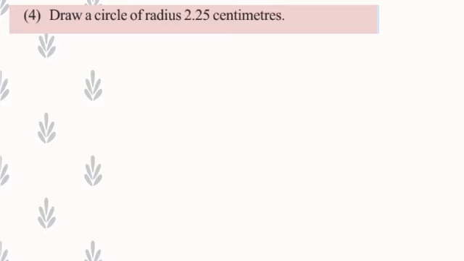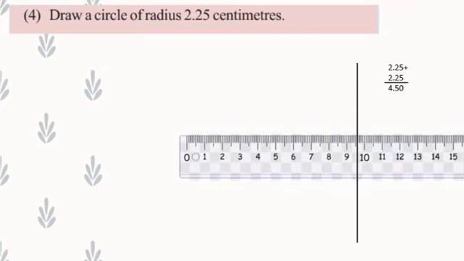See the next question, question number 4. The third question let us do in the next class because that question is based on angle bisector. See this question. Draw a circle of radius 2.25 centimeters. See students, here also it's very difficult to take an exact 2.25 centimeters by using a ruler. So let us take double the length of 2.25 centimeters, that is 2.25 plus 2.25, that will get 4.5 centimeters, right? Then draw a line with 4.5 centimeters length.